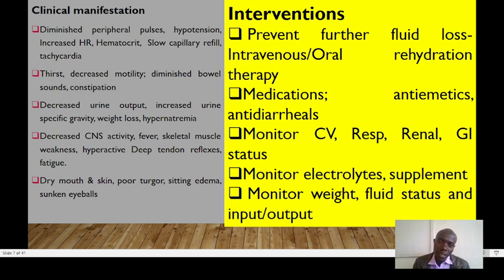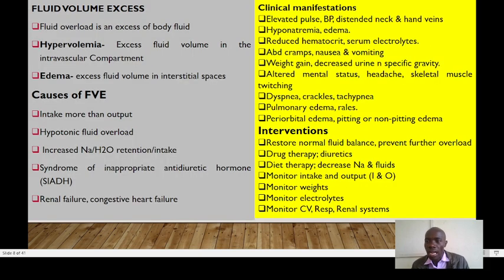In terms of intervention, you can prevent further fluid loss, and we could also give intravenous and oral rehydration therapy. We could give medications such as antidiarrheal drugs, because most of the fluids will be lost through diarrhea. If you can block that, we can also conserve some fluids. We could also monitor the cardiovascular, respiratory, renal, and GIT systems, and monitor electrolyte supplements. Also monitor weight and fluid status, input and output.